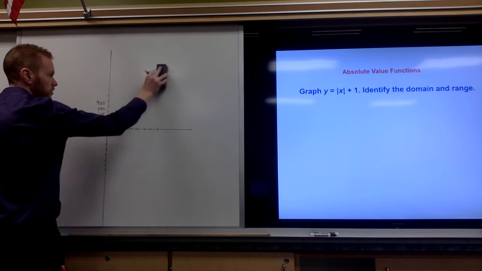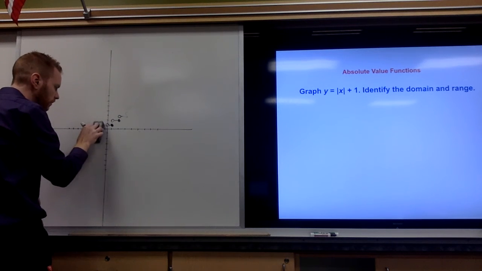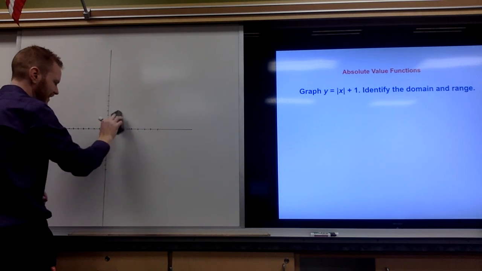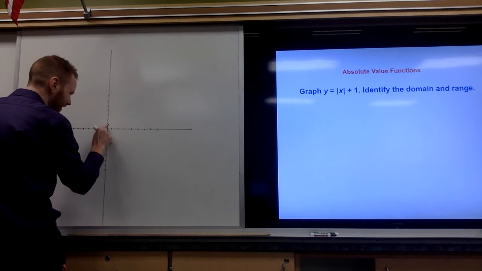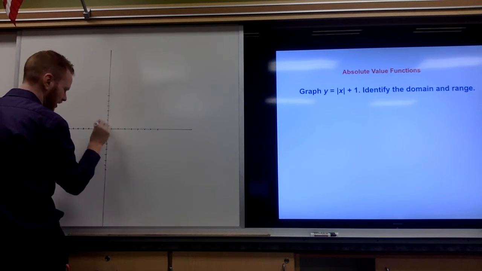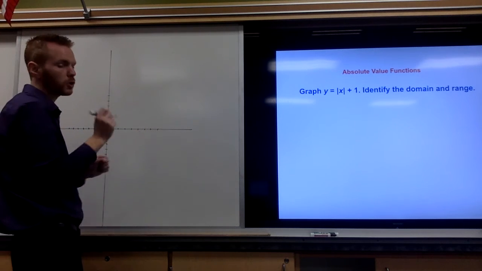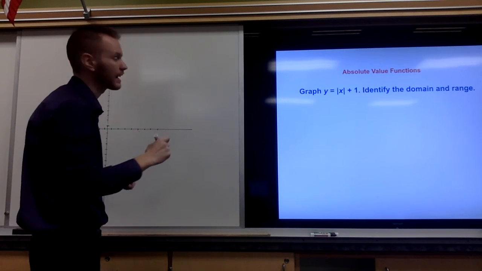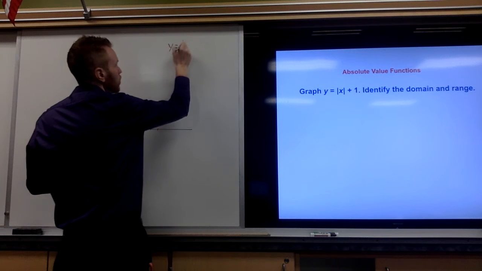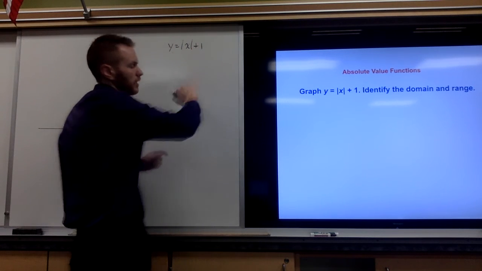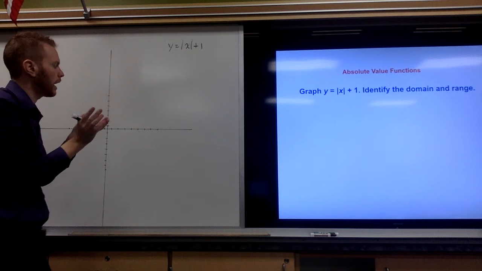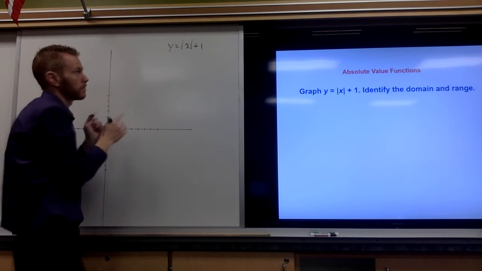And I am going to erase this very carefully because I want to use it. There we go. Okay. I don't think that's too bad. So if we don't know what something looks like, we're going to plot x and y points. Okay? We know the gist of what absolute value looks like. It's a V-shaped graph. But how are we going to do it onto here with a plus 1?